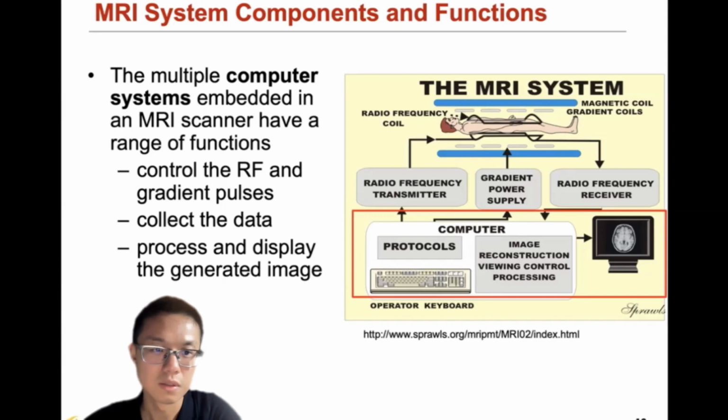do some analysis. Right, so the computer system is also embedded in the MRI scanner and has a range of functions. It can control the radio frequency, right? So how the frequency of the radio wave is being generated. It also controls the gradient pulses, and is responsible for collecting the data and processing the data to display the general image on a computer. So the reconstruction part actually has a very complicated algorithm, using algorithms in the K-space to do the image reconstruction.